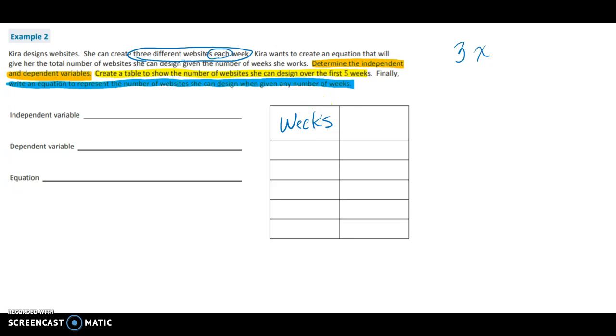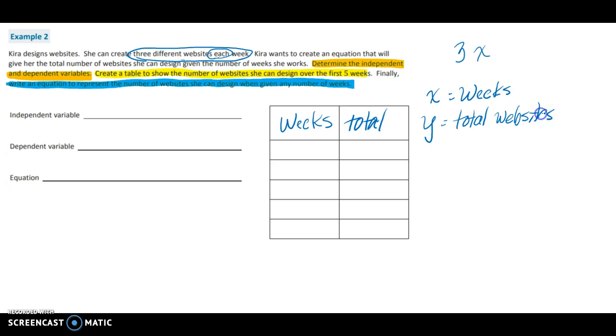And we're going to let X equal weeks. And we're going to let our Y value, let's see, she wants to create an equation for the total number. So here's total. So Y equals total websites.